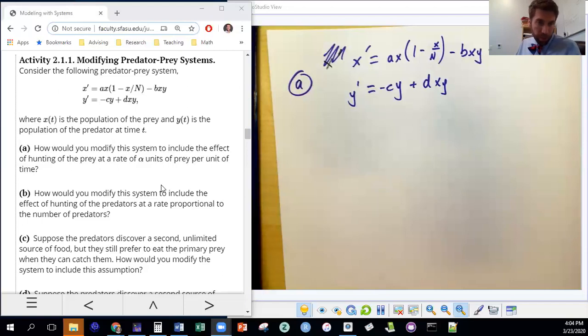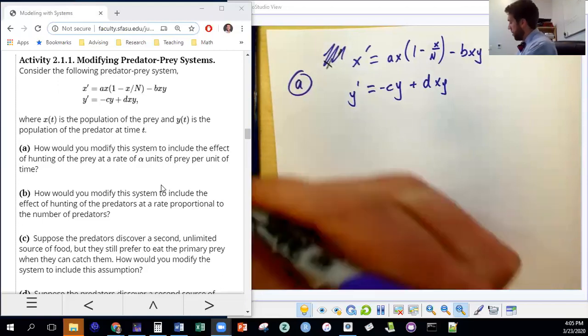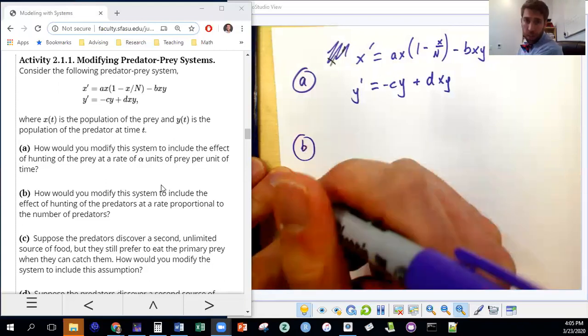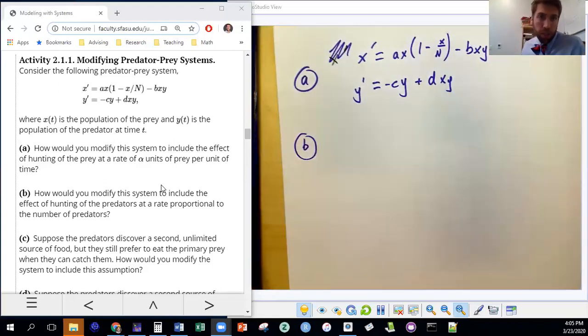All right, part B. How would you modify the system to include the effect of hunting of the predators at a rate proportional to the number of predators? Well, there's really two ways to answer this. It depends on whether you think about this as, I really want to know these constants so I can put them back to the real world, or to try to make it the simplest mathematical thing possible.